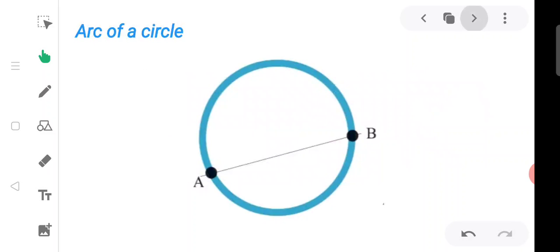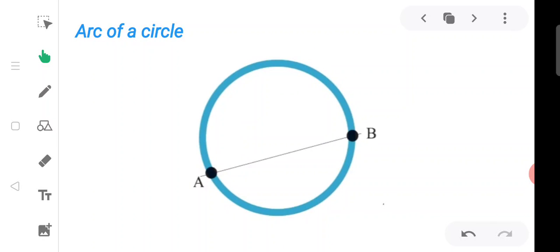Now see the next point. The next point is the arc of a circle. Now suppose this is a bangle which is circular in shape.